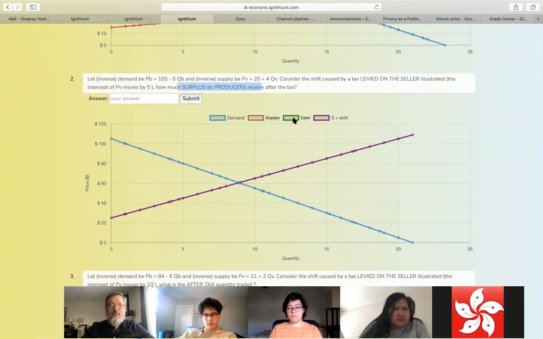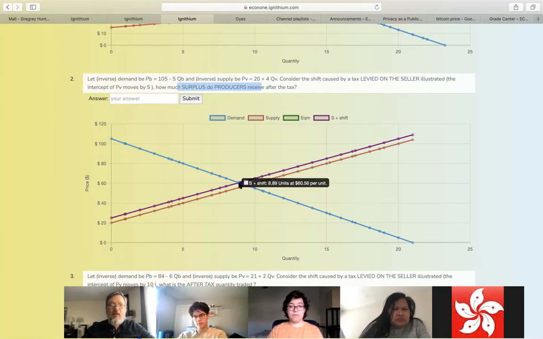Let's see. What's the best way to do this one? I'm searching around for it. Equilibrium's on the red one, on the red and blue. Well, you know, so for us, the after-tax equilibrium should be where these two lines cross.